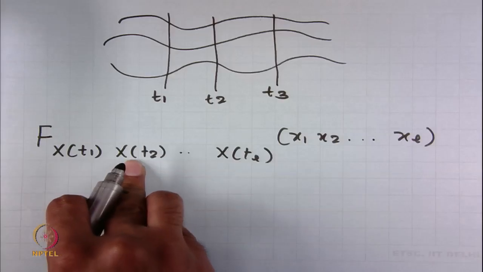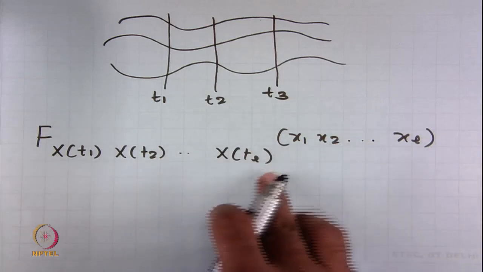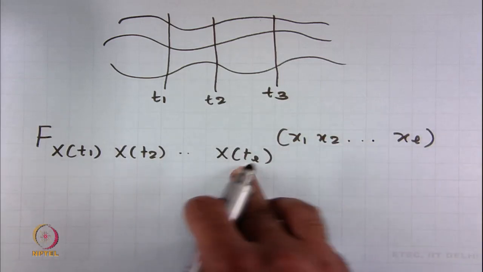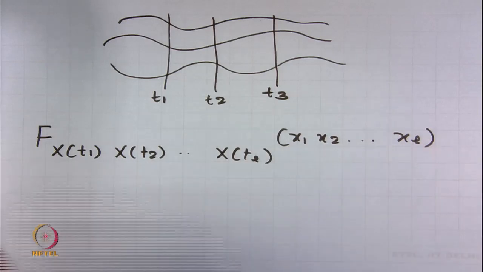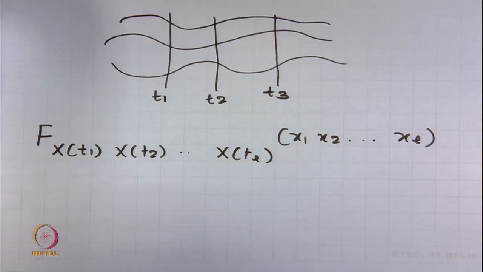Now, you know what a joint CDF is. It is saying: what is the probability that random variable x t 1 takes a value less than or equal to x 1, random variable x t 2 takes a value less than or equal to x 2, and so on, up to random variable x t l taking a value less than or equal to x l. We have already discussed what a joint CDF is; we can define a joint CDF for this random process.